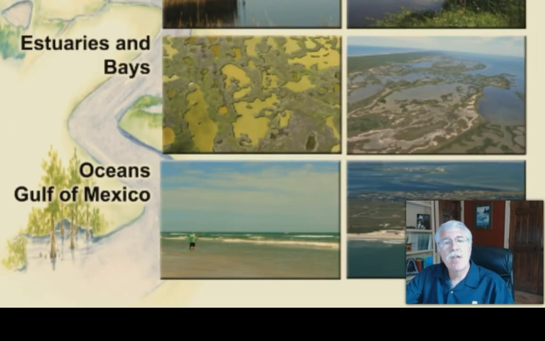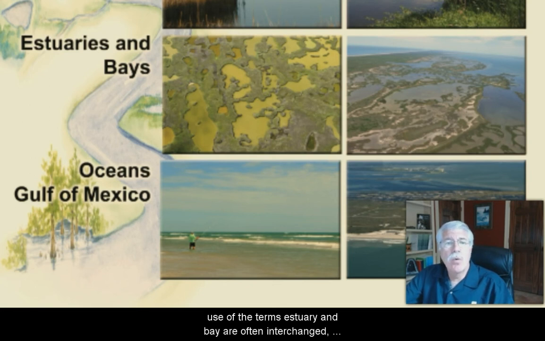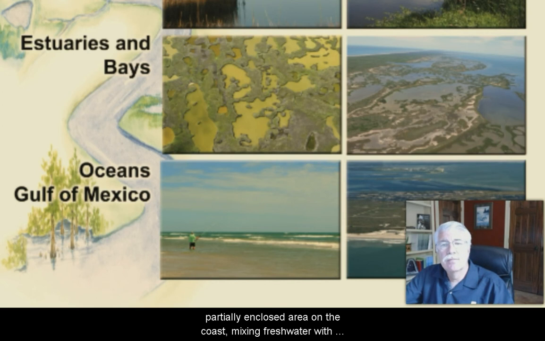Next, let's talk about our bays and estuaries. Although use of the terms estuary and bay are often changed, estuaries are where one or more rivers flow into a partially enclosed area on the coast, mixing fresh water with the ocean's salt water. This mixed water is called brackish. Bays are also partially enclosed by land, but bays open directly to the ocean. A bay's water can be brackish or salt water.